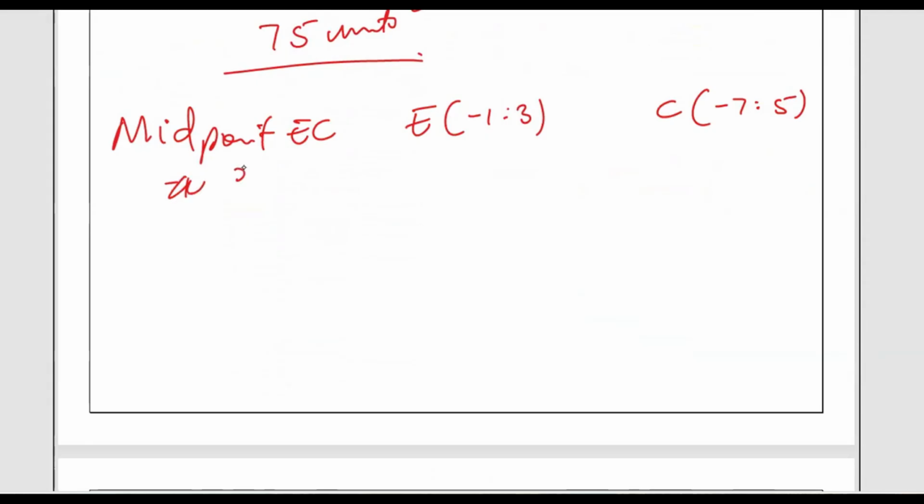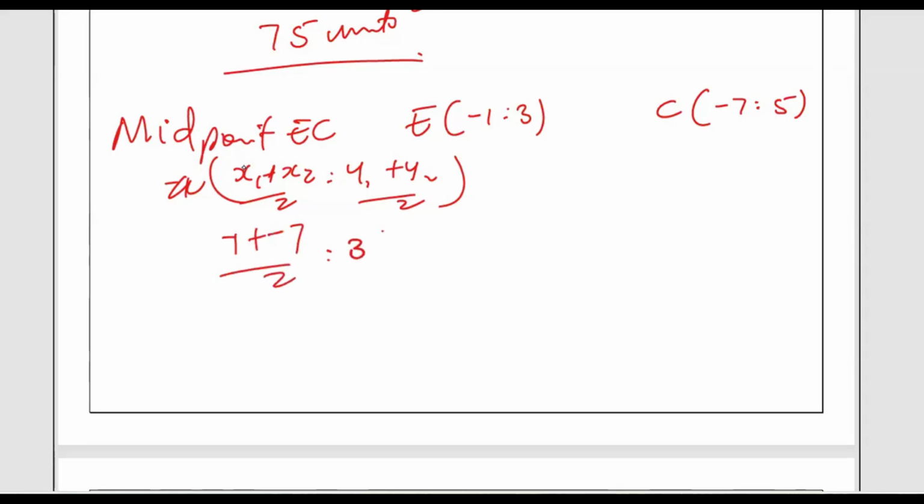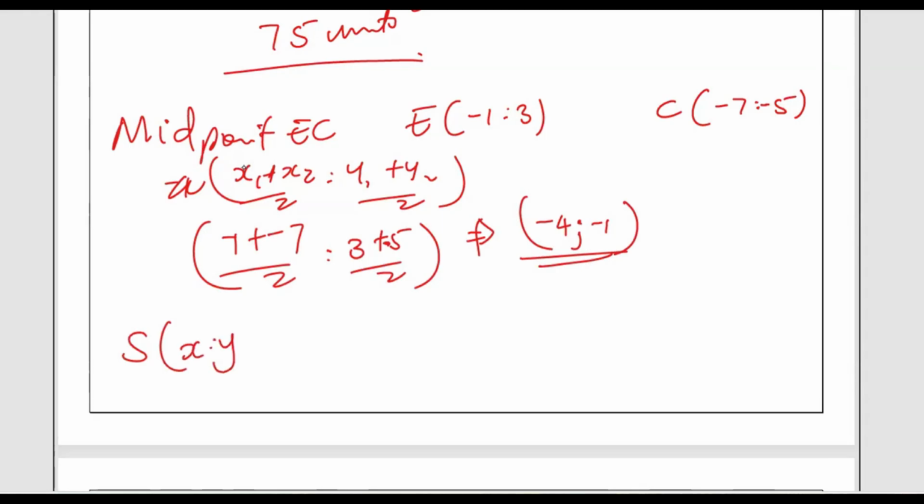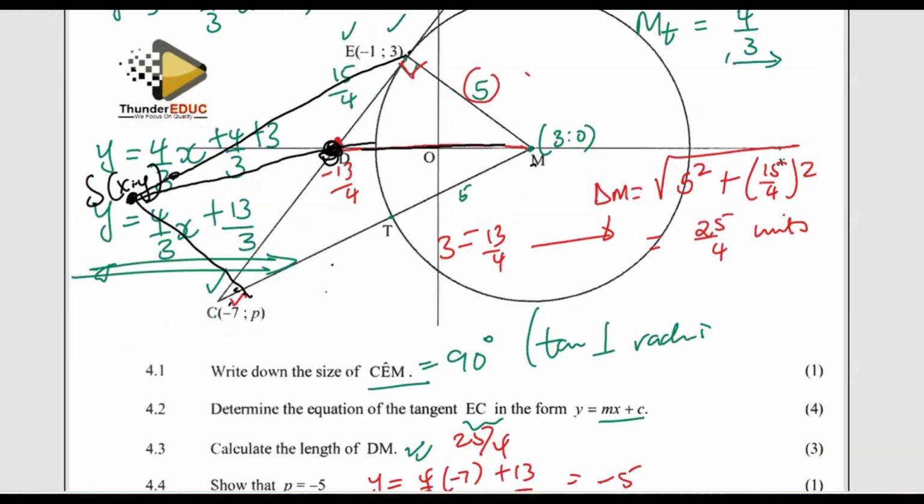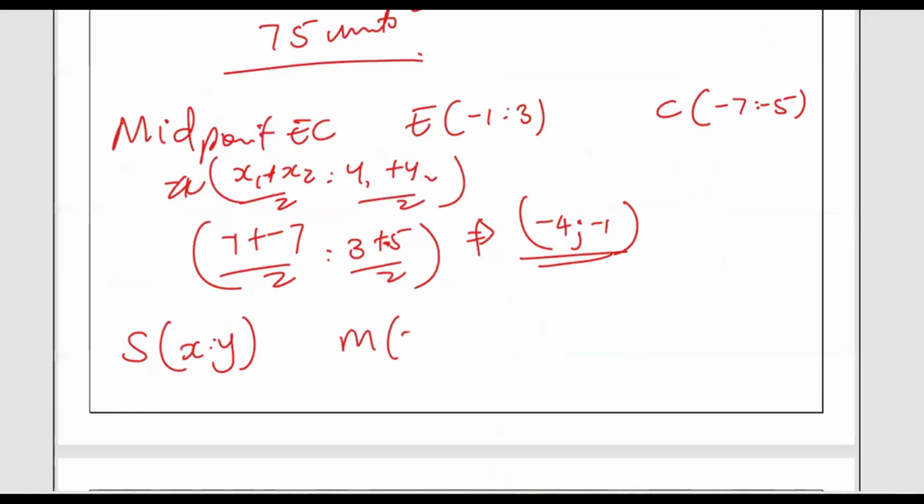The midpoint is x1 plus x2 divided by 2, y1 plus y2 divided by 2. So that's the formula. So we're going to have negative 1 plus negative 7 divided by 2, and 3 plus 5 divided by 2, meaning that our midpoint coordinates are going to be negative 4, and there's something wrong, this is a negative 5. I don't know why I'm using a positive. So negative 4 and negative 1. Those are the coordinates of the midpoint. Then we know that our S, which is xy, must also have the same midpoint as M with the 3, 0. SM must have the same midpoint.